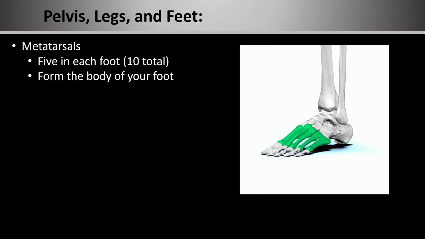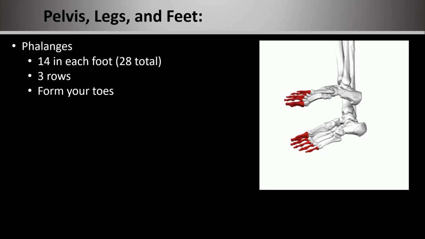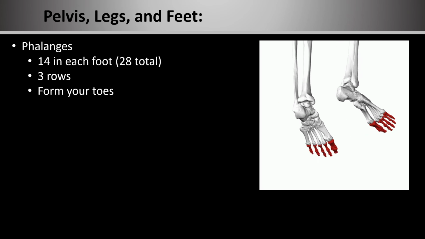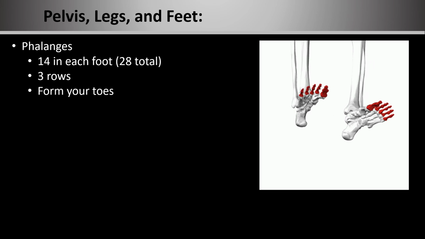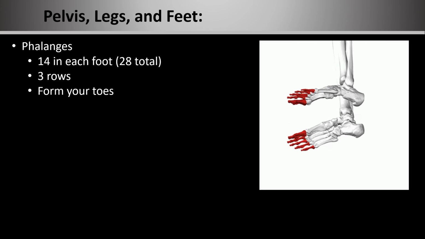And beyond your metatarsals are your phalanges. These are your toes, and there are 14 phalanges in each foot. You have 3 phalanges per toe, except for your big toe, which only has 2, just like your thumb.